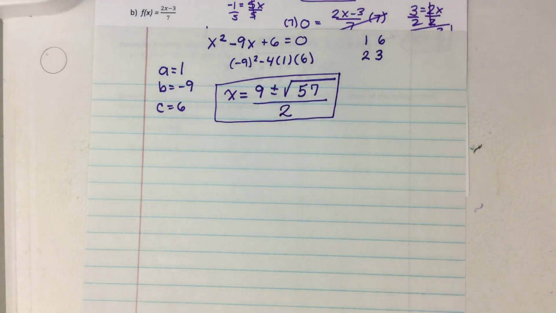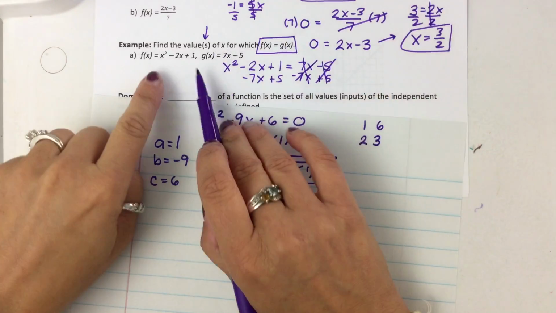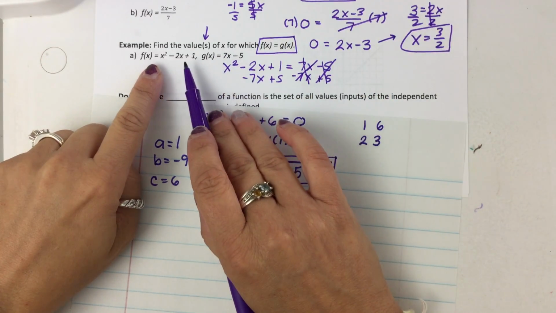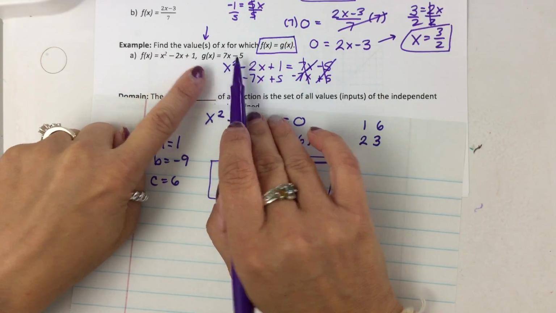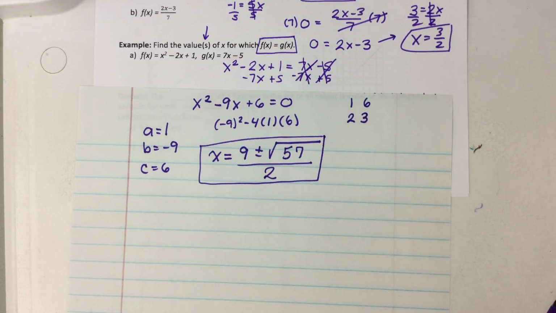So here are my two solutions. 9 plus the square root of 57 all over 2, and 9 minus the square root of 57 all over 2. Those are the two values that if I fill them in for the x's, you would get the same value for both the f function and the g function.